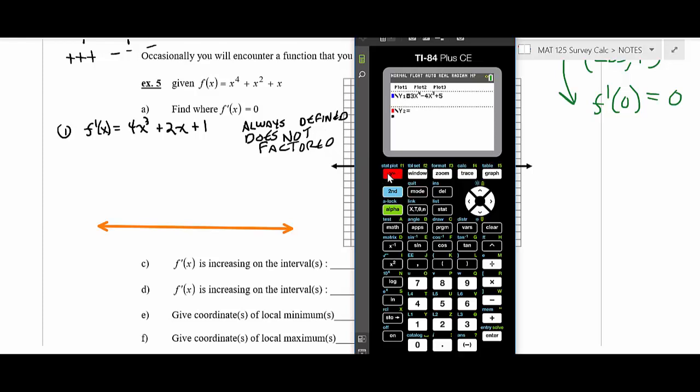So we're going to graph the derivative, which is x to the fourth plus x to the second, and then, hold on, that's the function. I want you to graph the derivative, teacher. So that is 4x to the third, plus 2x, and then plus 1. We're going to do that in a standard window. Just do a ZoomStandard, Zoom 6, and let's see what we're getting ourselves into.